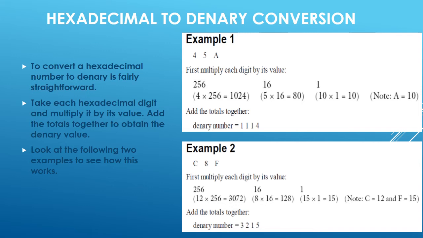There is another example. We are given the hexadecimal number C8F. First, multiply each digit by its value or by its hexadecimal notation. So 12 will be multiplied with 256. 12 is the value of C in the hexadecimal table. Then the next digit 8 will be multiplied with 16, which is the hexadecimal notation. And then the last digit F is multiplied with 1, which is the hexadecimal notation. Add the totals together, and this is how we get the equivalent denary number.